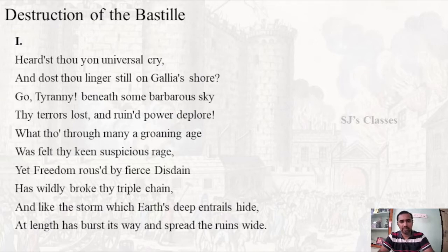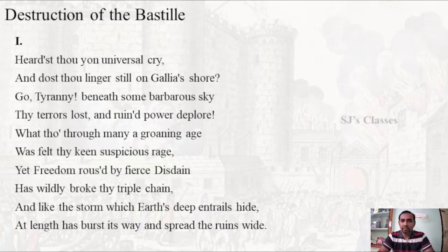Go tyranny. So it's in the third line that we understand whom Coleridge addressed in the second line. He addressed tyranny. You might have noticed that it's an example of personification, and there are two ways to understand that. The first letter has been capitalized, and also he talks to it as if he is talking to a human being: go tyranny, go away. You will find numerous examples of personification in this particular poem. So the very first example of personification is tyranny.